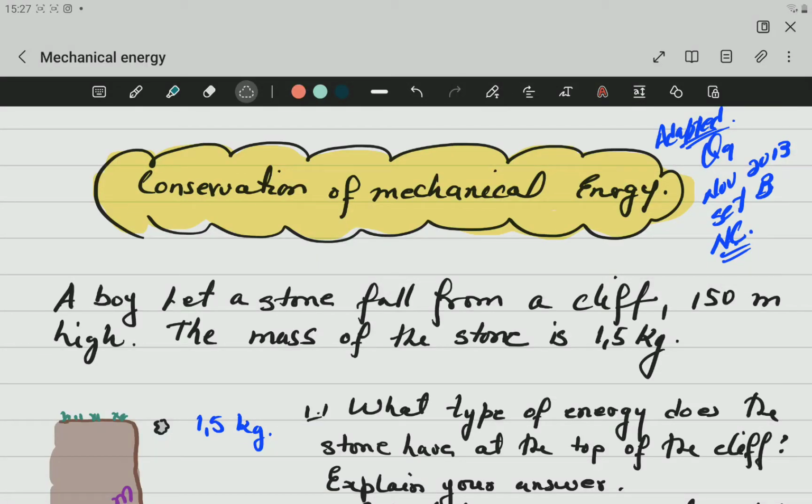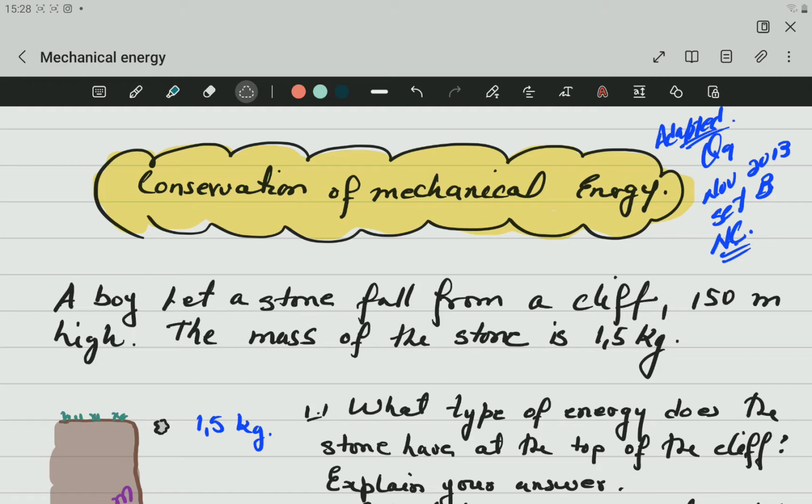Hello Cretans, here Mr. G, and we're going to be doing another question related to physics in preparation for the paper one, okay? In this case, we're going to be doing a question on mechanical energy, right? So this question was taken from 2013 set B from the Northern Cape, and it was adapted. I didn't take everything, okay?